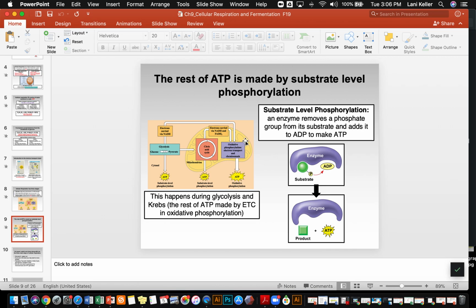So most of the energy that we make in ATP is through this oxidative phosphorylation, meaning the electron transport chains and chemiosmosis with ATP synthase. However, if we have glycolysis and the citric acid cycle, or the Krebs cycle, we do make a little ATP there, but that is made through substrate level phosphorylation. And that is just when an enzyme literally takes a phosphate from one thing and sticks it onto ADP to make ATP.